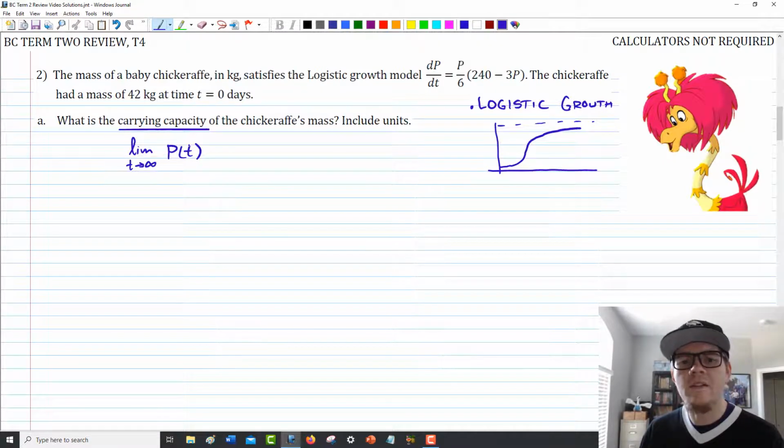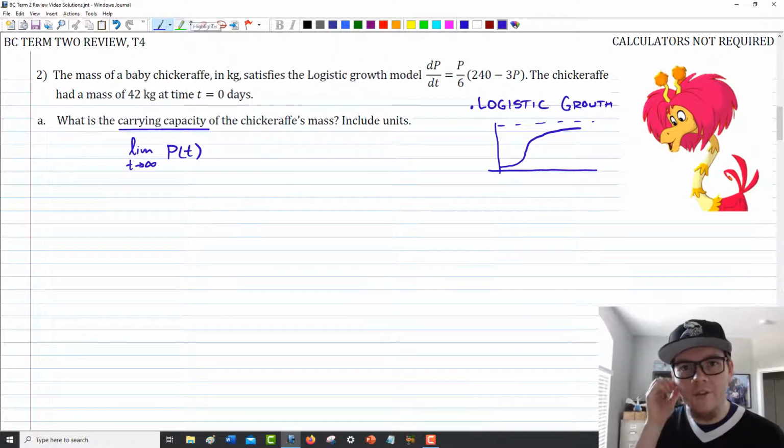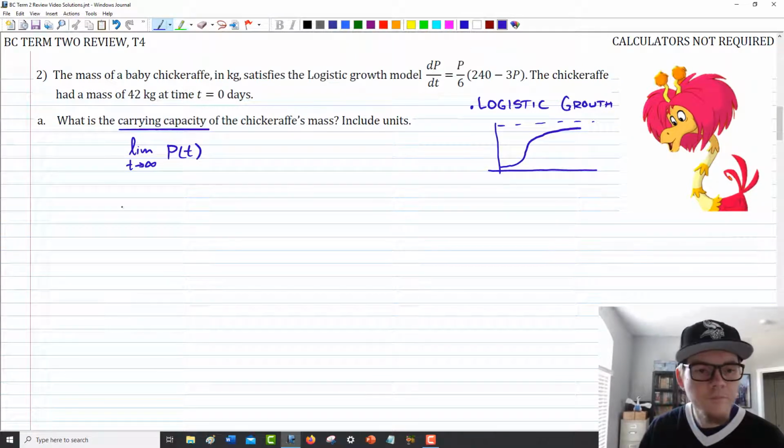It says it satisfies the logistic growth model given over there. It says the chick giraffe has a mass of 42 kilograms at time t equals 0 days. It asks us what is the carrying capacity. And this is an important question. Kind of everything in logistic growth comes from that carrying capacity question.